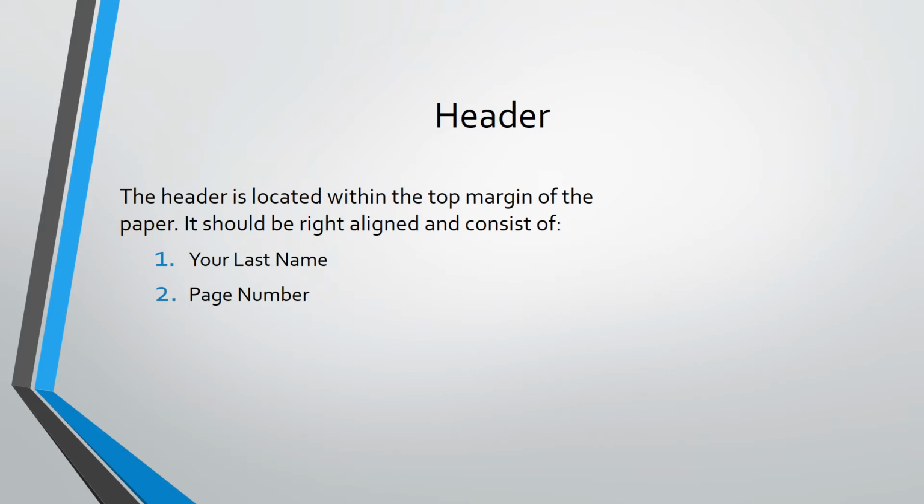In Microsoft Word, you'll need to double-click at the very top of the paper to access the header area. The contents of the header should be the same font as the rest of the paper, and it shouldn't include any additional text formatting, such as bold, italics, or color. It should be right aligned to the margin, and it should be set up with just your last name, followed by a space, and then the page number.